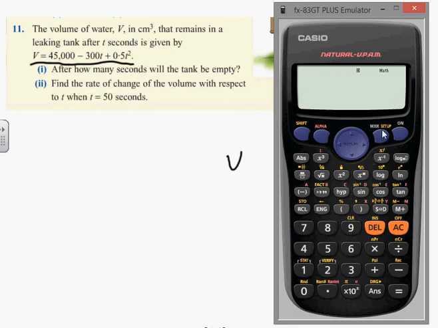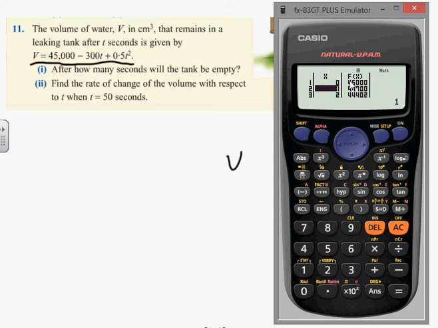Now, we can have a quick look at what is actually going on here, okay? So you go to your table function, you enter in the formula, and you're actually going to see what's going on. So 300x plus 0.5x squared. I have no idea, once again, of the scale. So I'm just going to go 0 to 20 again and see what happens. Now, can anybody describe what is going on here?